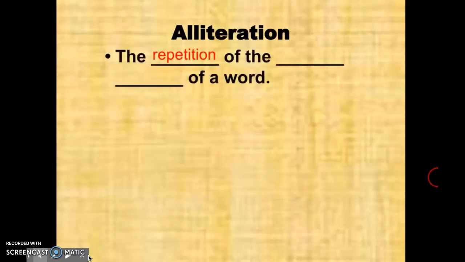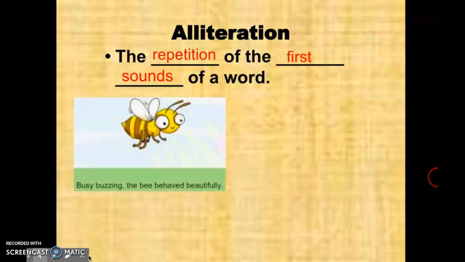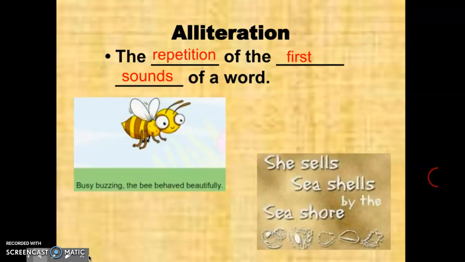Next, we have alliteration. This is a fun one. This is the repetition of the first sounds of a word. For example, busy buzzing, the bee behaved beautifully. Or, she sells seashells by the seashore. See, I even struggle saying that.